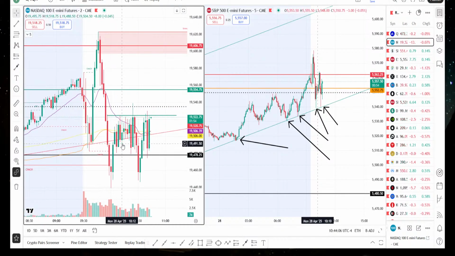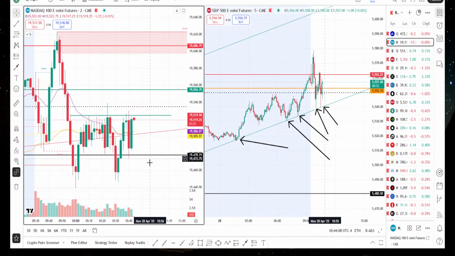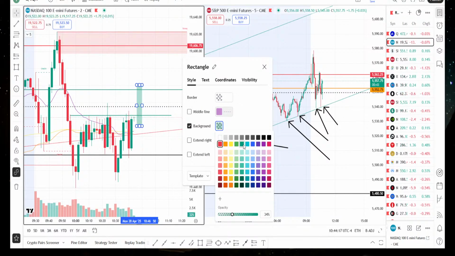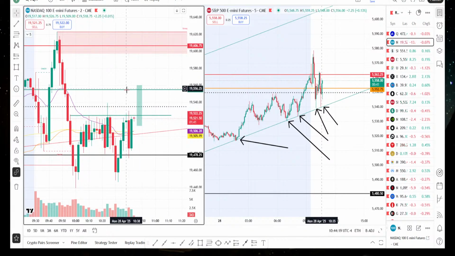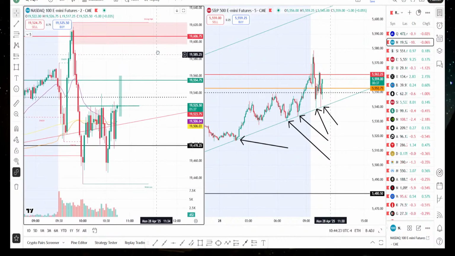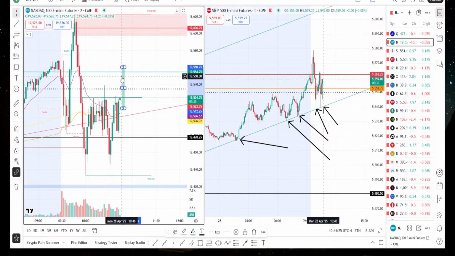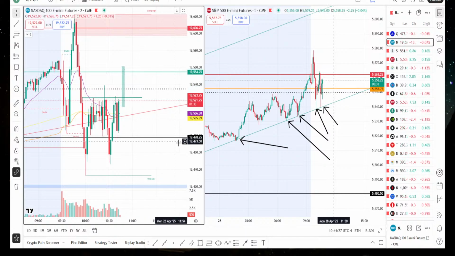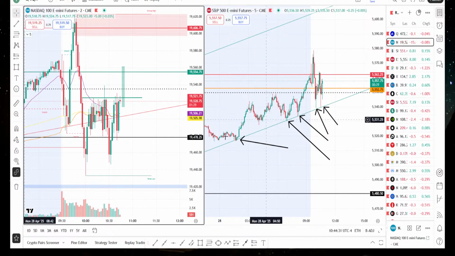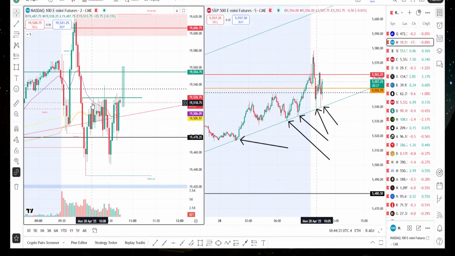So they break through this. We might be going a lot higher today. Just we're caught in this chop right here. This is a pretty good no trade zone. This whole thing right here.